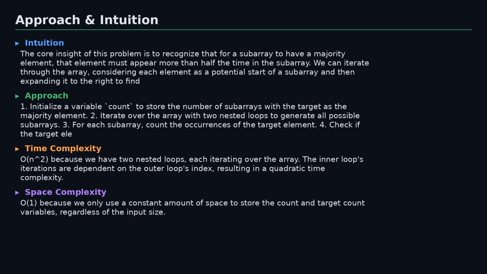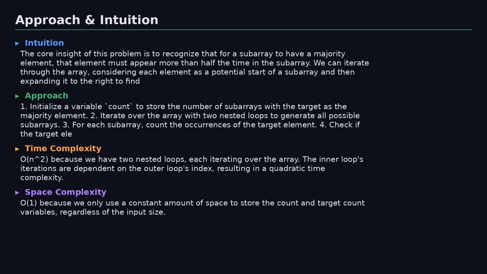A simple analogy to understand this is to imagine you're at a meeting with a group of friends, and you want to decide what to do for the day. If most of your friends want to go to the beach, then the beach is the majority decision. Similarly, in this problem, if the target element appears more than half the time in a subarray, it's the majority element. So, how do we apply this intuition to solve the problem?